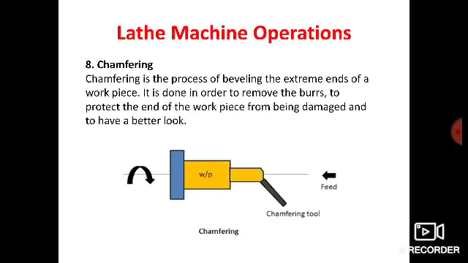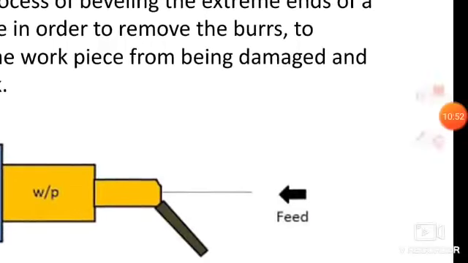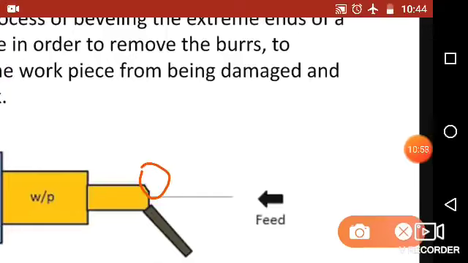Next operation, that is chamfering. Chamfering is the process of beveling the extreme end of the workpiece. It is done in order to remove the burr, to protect the end of the workpiece from being damaged and to have a better look. Basically in the chamfering process, we are removing this material. Here you can see it does not have a sharp edge.